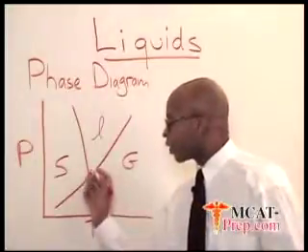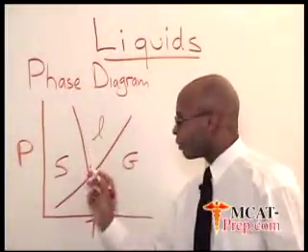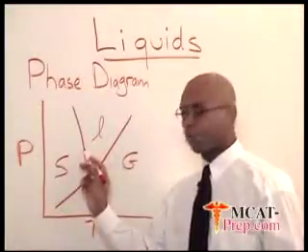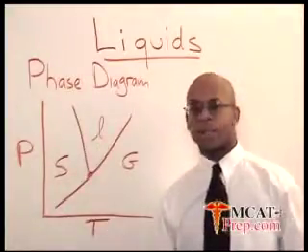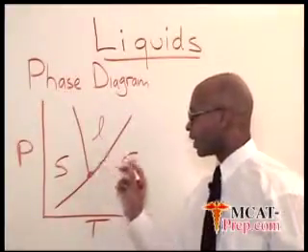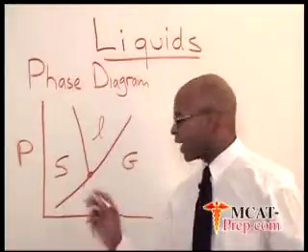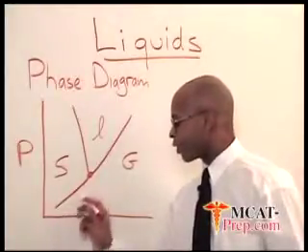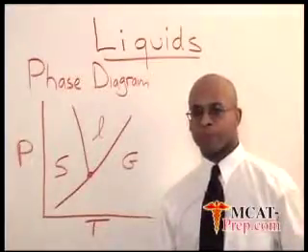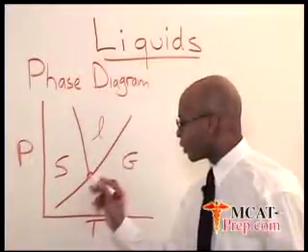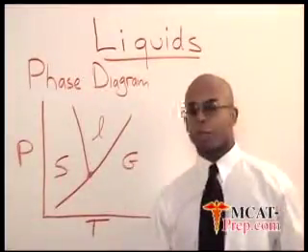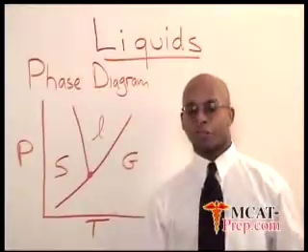Any point along this part of the curve between solid and liquid is a pressure and temperature at which solid and liquid exist at equilibrium. Any point along this part of the curve is where liquid and gas would exist at equilibrium, and any point along this part of the curve is where solid and gas would exist at equilibrium. This point is where solid, liquid, and gas would exist at equilibrium, and therefore it is called the triple point.